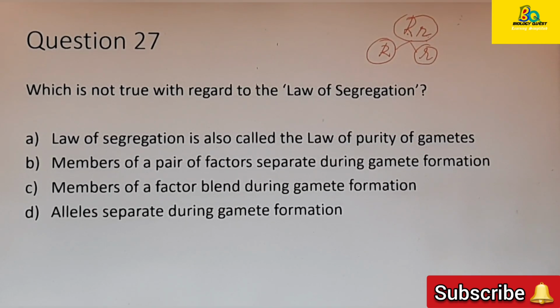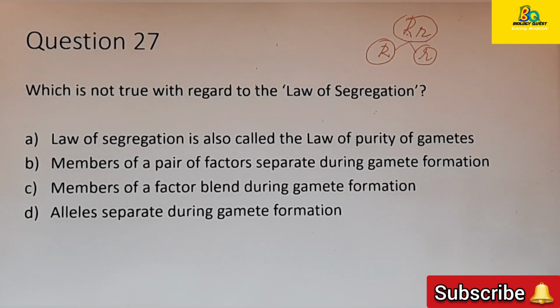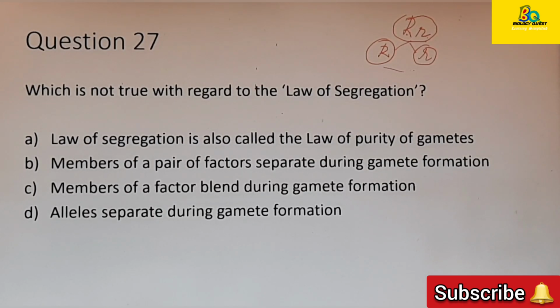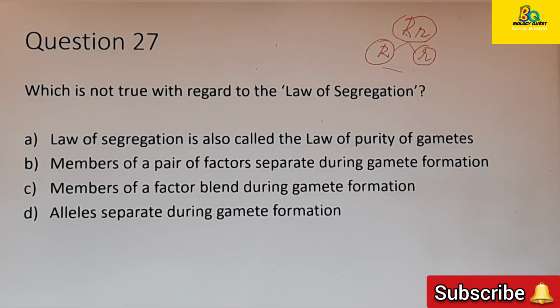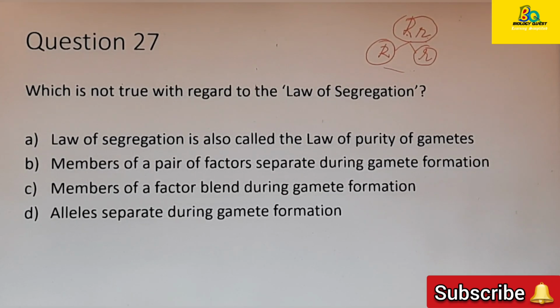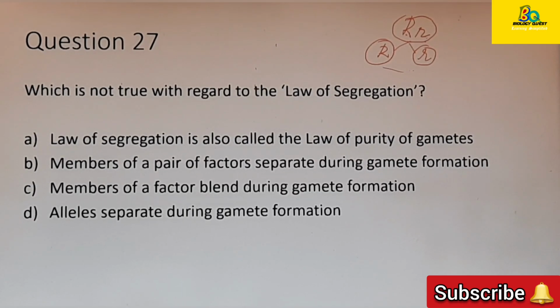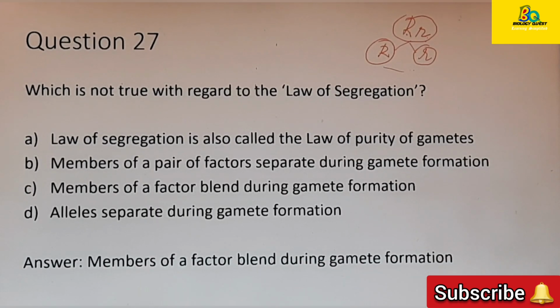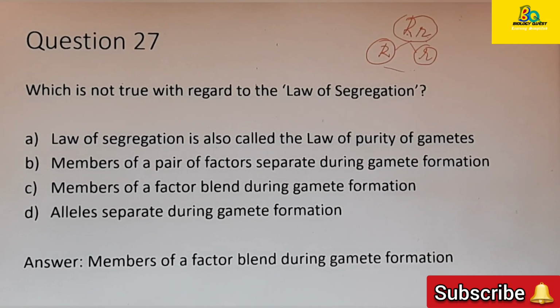What about option C? Members of a factor blend during gamete formation. Blending means mixing. We cannot see any mixing taking place there. So the correct answer is option C. Moving on to the fourth option, alleles separate during gamete formation. That is another way of saying option B. So the correct answer is option C, members of a factor blend during gamete formation.